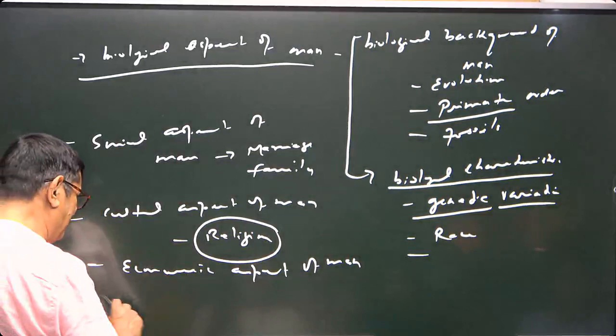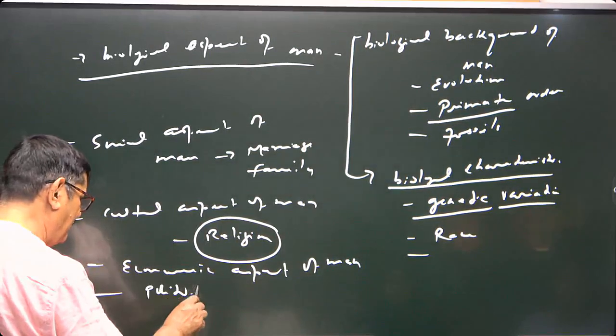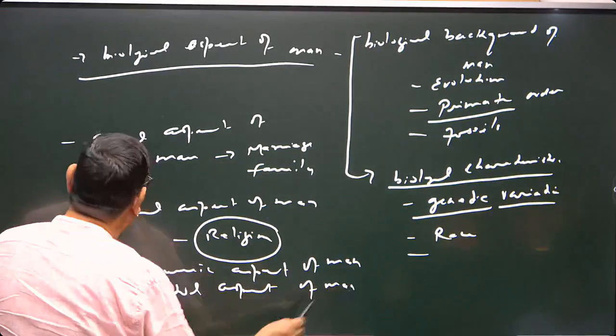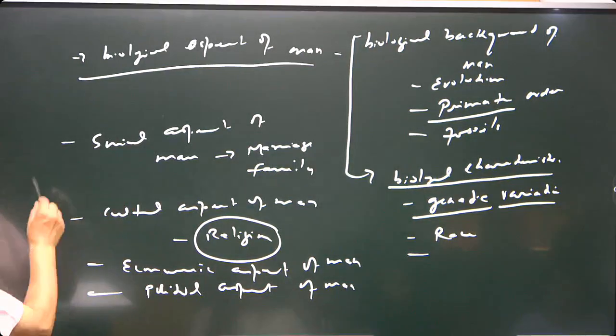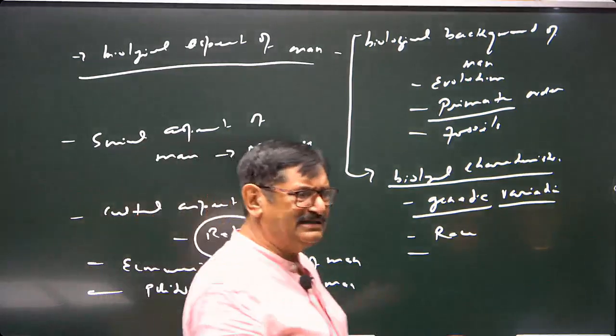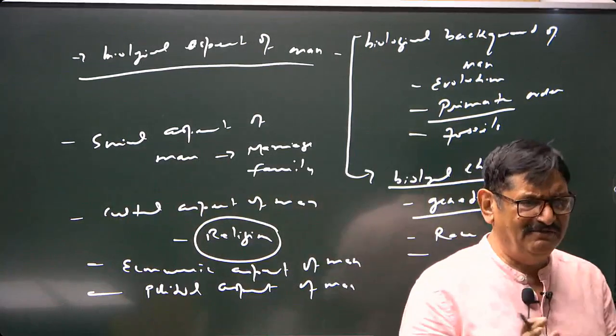And the political aspect of man. These are the political aspect of man. So our purpose is to study man. Man has these five dimensions. A syllabus contains topics regarding the study of these five dimensions of man. Okay.